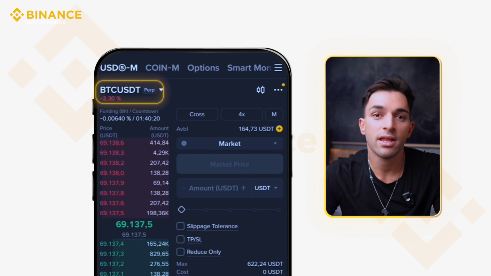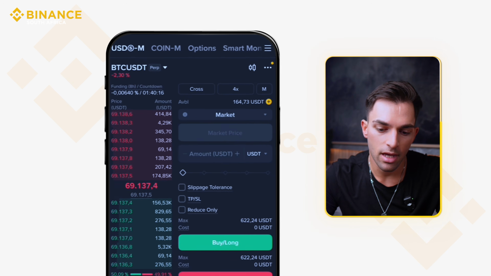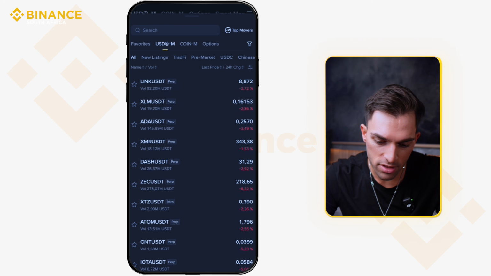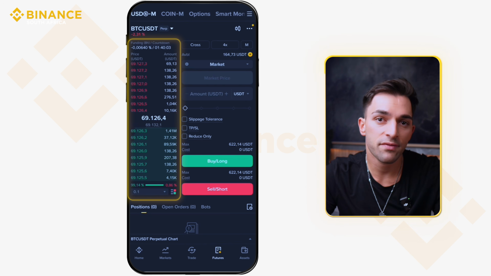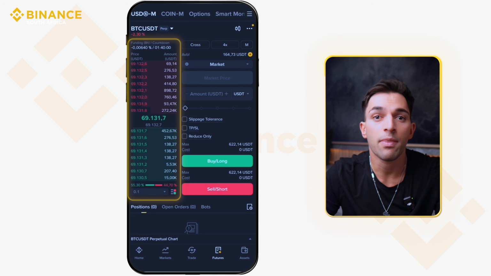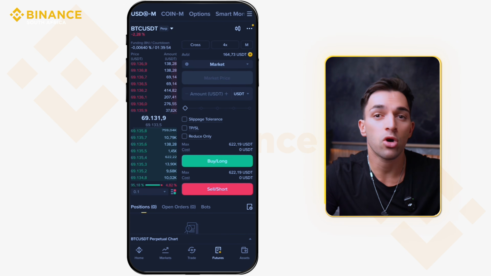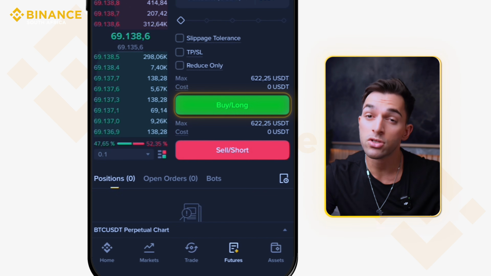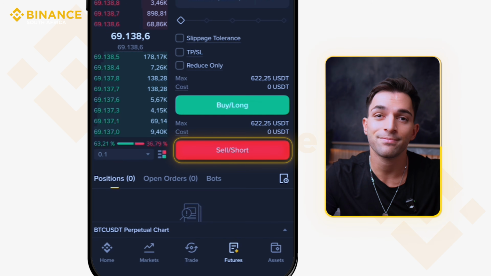Below that, you've got your trading pair, which is currently set at BTC USDT. If you click on that, you'll see all the other options that are available. We've got the order book on the left showing buy and sell orders, and the order panel where you can place your trade on the right. This is where you'll be able to open both long positions if you believe the market's going to go up, and short positions if you think the market will go down.